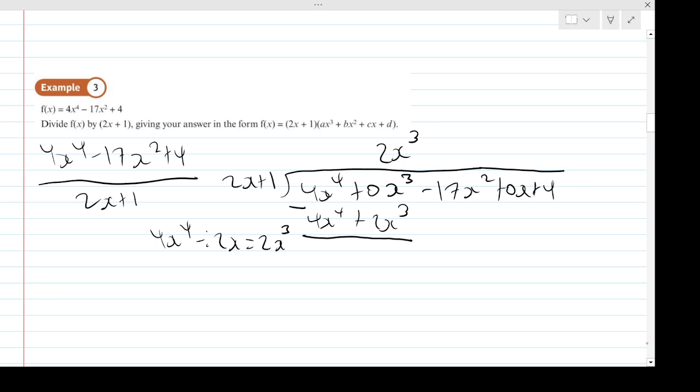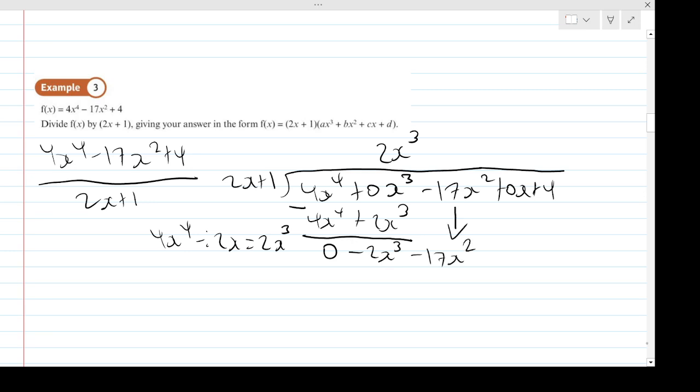I'm then going to take away these two equations together. So 4x to the 4, take away 4x to the 4, is 0x to the 4, which is just 0. Then I have 0x cubed, take away 2x cubed, which is minus 2x cubed. Then I include the next term, minus 17x squared, bring that down, and repeat the same thing.